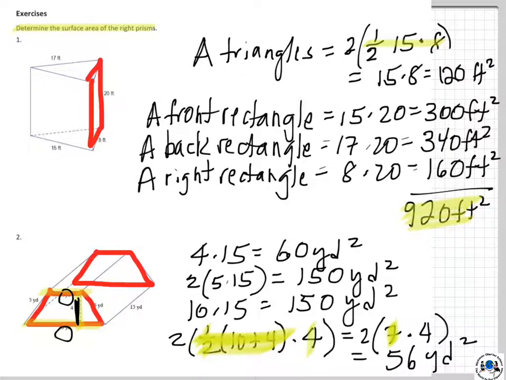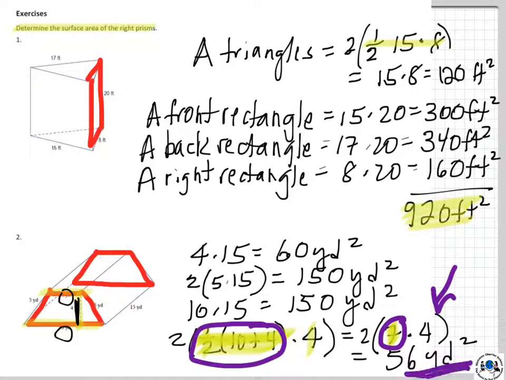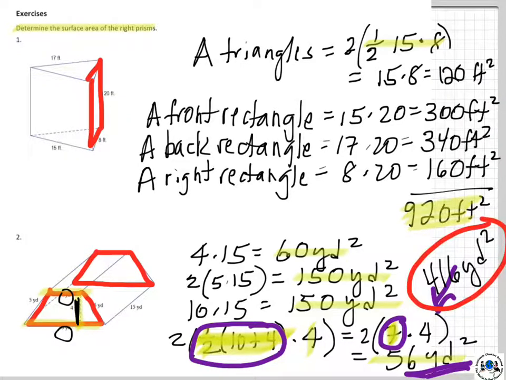Make sure you know where these are coming from. This right here gave us this. So 2 times 7 times 4, or 2 times 28 right here, is 56 square yards. Now all we have to do is add all of these up, and we get 416 square yards as our total.